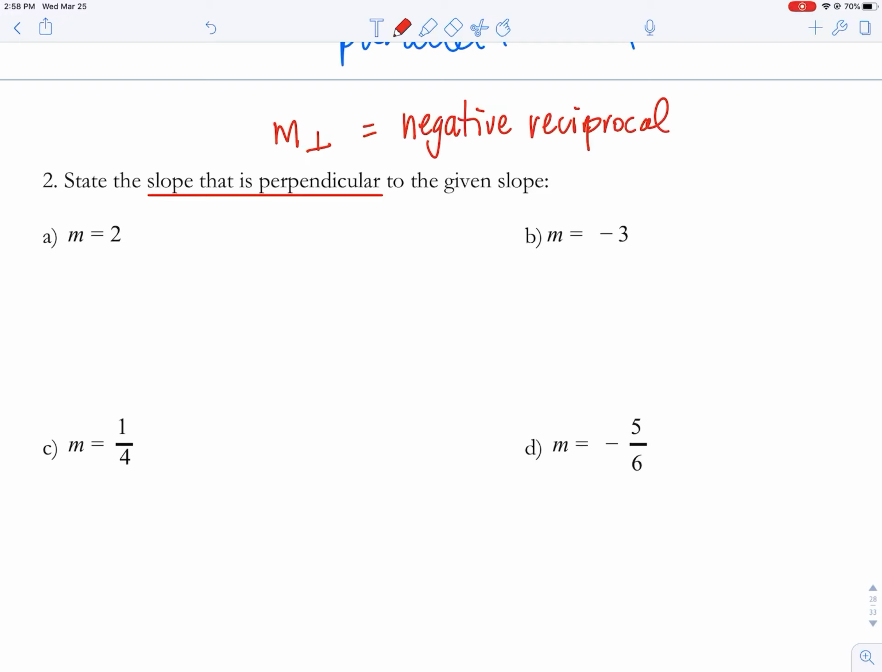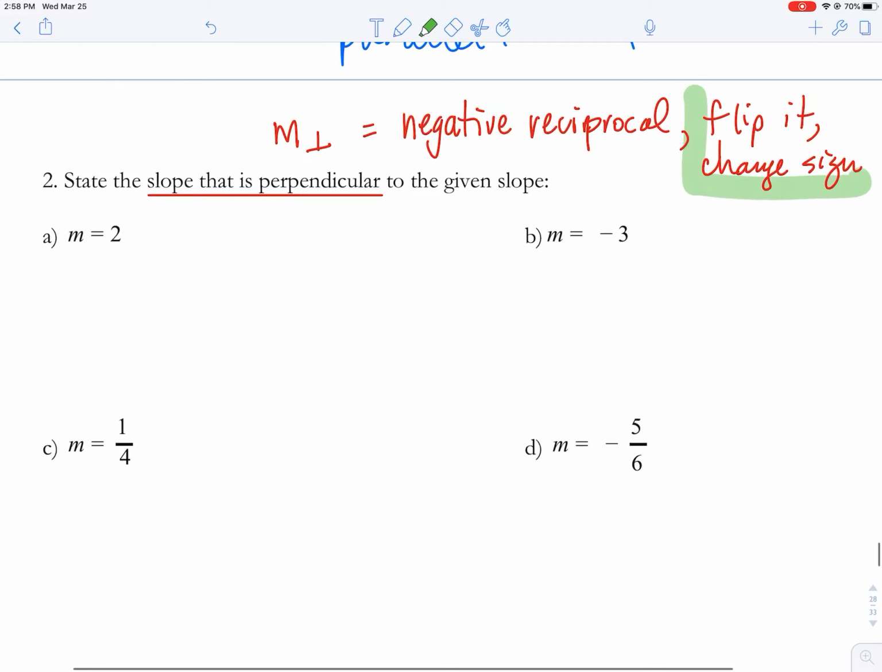Remember that? So that means we're going to flip it. And if it was over a ghosty 1, we have to make sure we write that. Then we're going to change its sign. If it was positive, it's going to go to negative, and if it was negative, it's going to go to positive. So that's what we do to find the negative reciprocal: we flip it and we change its sign.